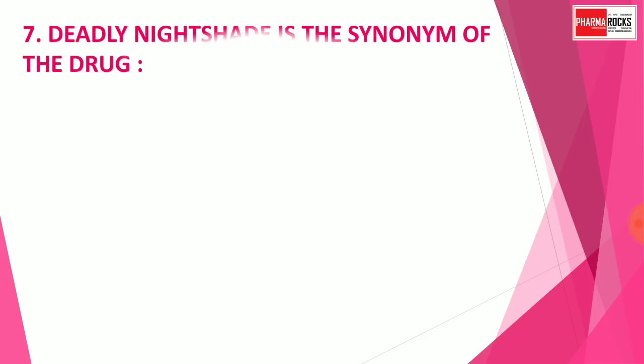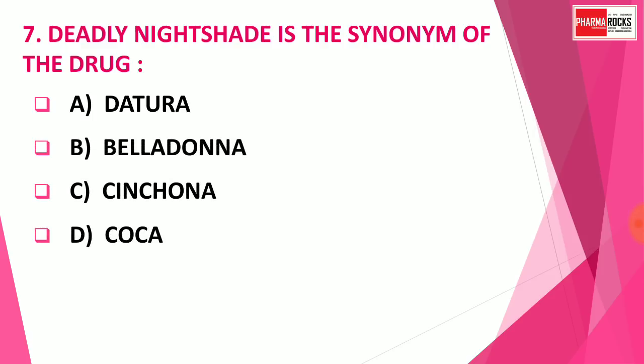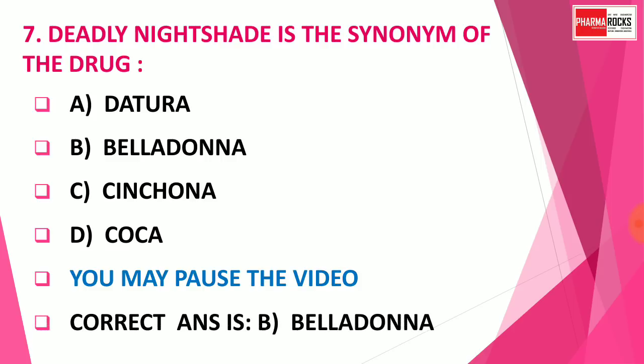Question number 7. Deadly nightshade is the synonym of the drug, and the options are option A, datura, option B, belladonna, option C, cinchona, and option D, coca. So you may pause the video and think about the correct answer, and the correct answer is option B, belladonna. So deadly nightshade is the synonym of the drug belladonna.